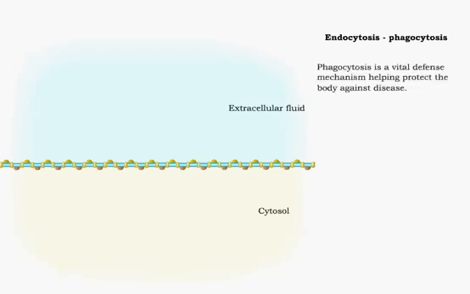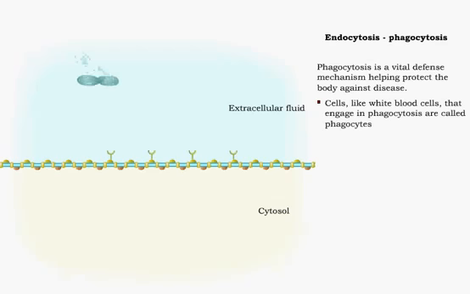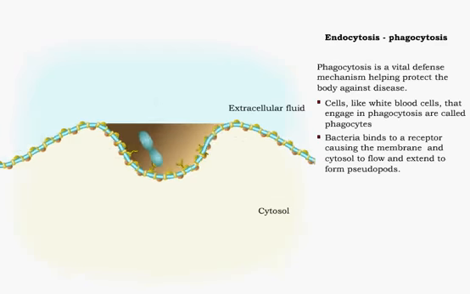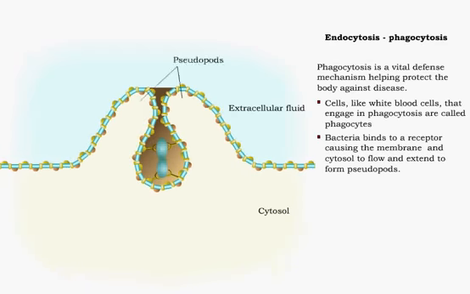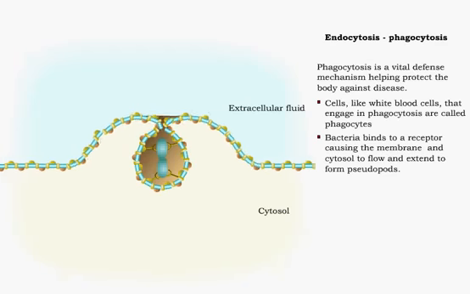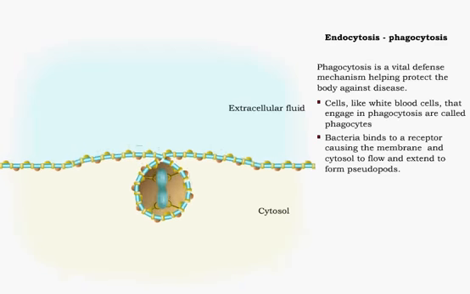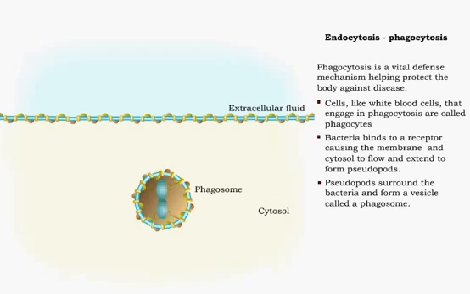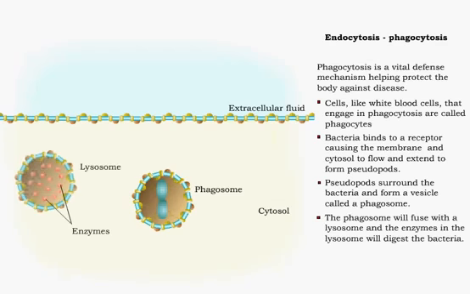Phagocytosis is a common form of endocytosis and part of a vital defense system protecting the body from disease. Large particles, like bacteria, bind to a receptor, causing the membrane to extend to form pseudopods, which then surround the bacteria, forming a vesicle called a phagosome. The phagosome will fuse with a lysosome, and the enzymes in the lysosome will digest the bacteria.